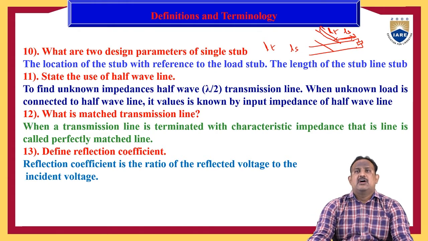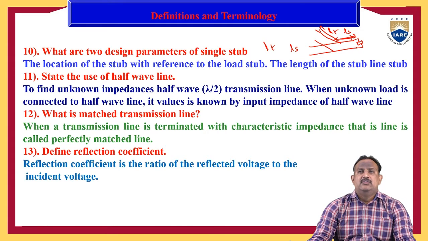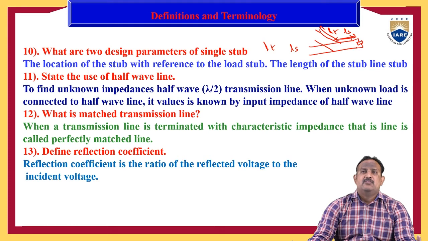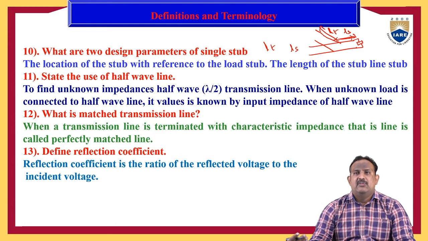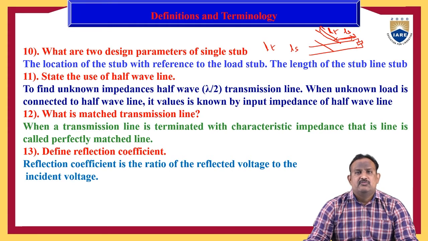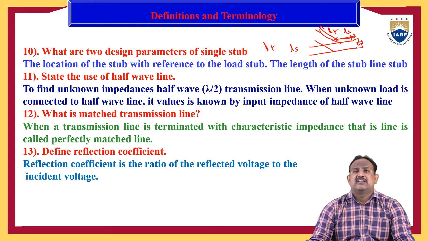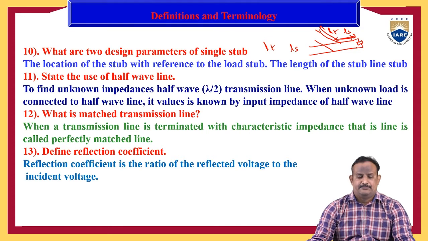State the use of a half wave line. To find unknown impedances, we use the half wave, lambda by 2, transmission line. When an unknown load is connected to a half wave line, its value is known as the input impedance of a half wave line. Then what is a matched transmission line? When a transmission line is terminated with its characteristic impedance, that line is called a perfectly matched line.